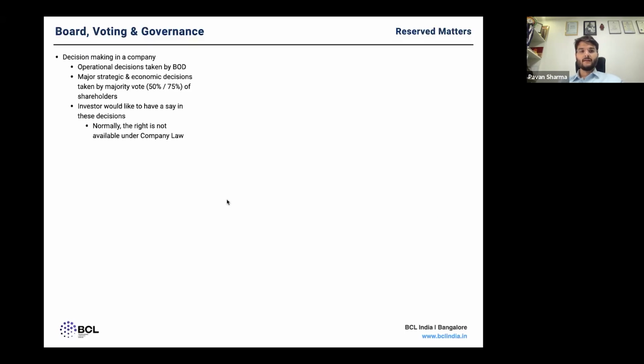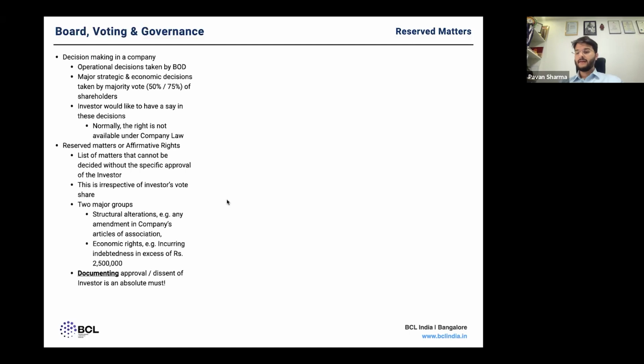There's something called reserve matter, and like I mentioned, decision making in the company has two groups. One, the shareholder group. Shareholders have ordinary resolution, which is 50%, and special resolution, which is 75%. But the investor would also want to have a say in matters that are outside the ambit of what company law provides. That is where the concept of reserve matters evolved. Reserve matters or affirmative voting rights is a list of matters where the company needs the specific approval of the investor.